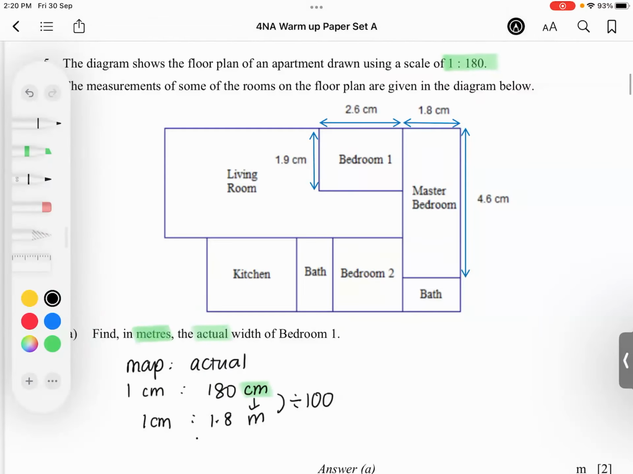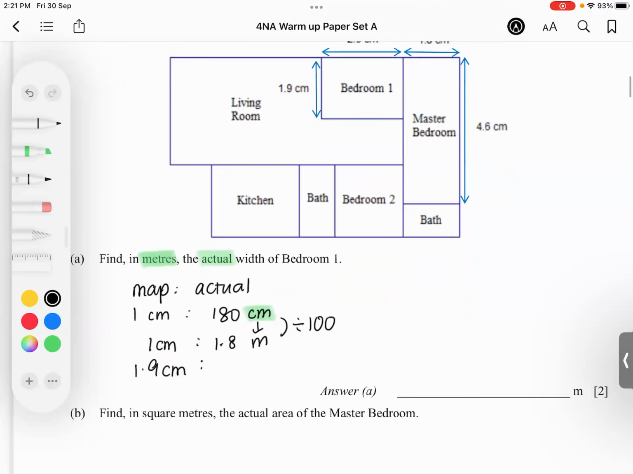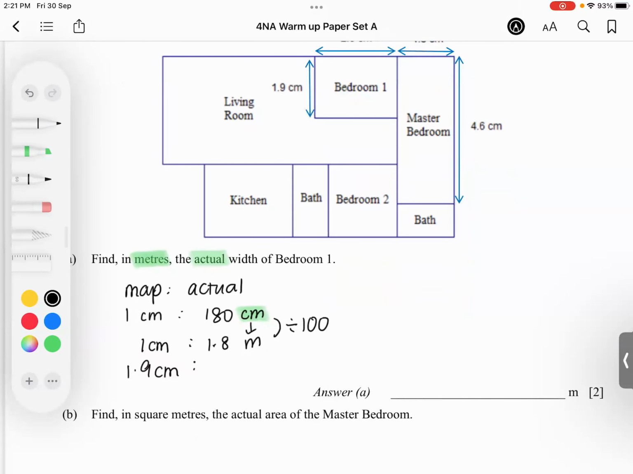They want the actual width. Which one is the width of bedroom 1? Bedroom 1 has two numbers, one is 2.6, the other is 1.9. What is width? Width is the shorter side, so it will be 1.9 cm. The length will be the longer one. So now you take 1.9 divided by 1 times 1.8, which gives you 3.42 meters.